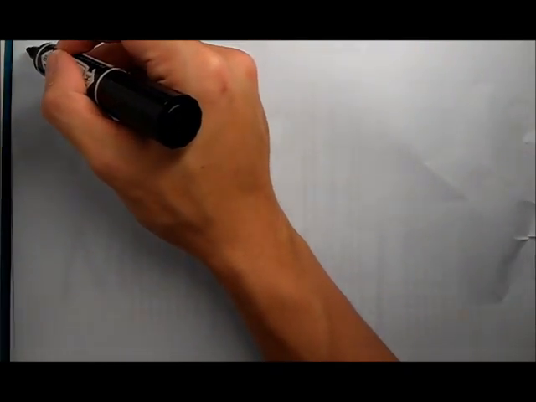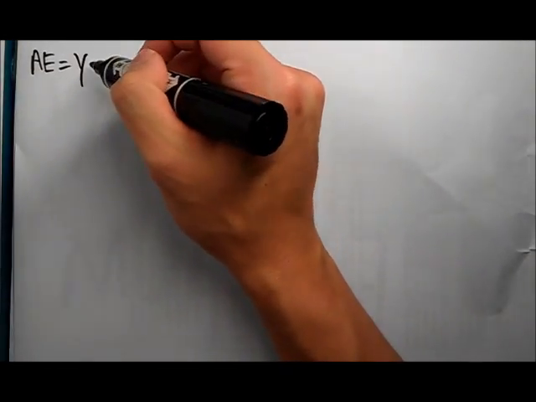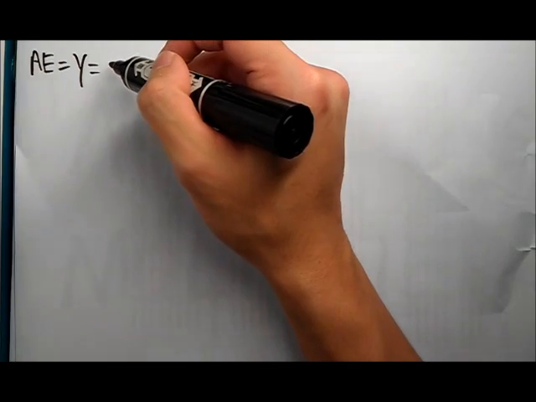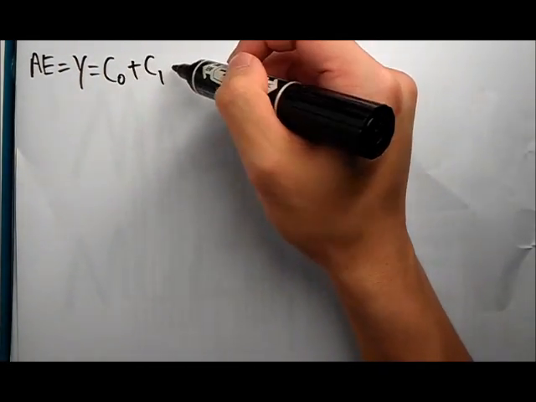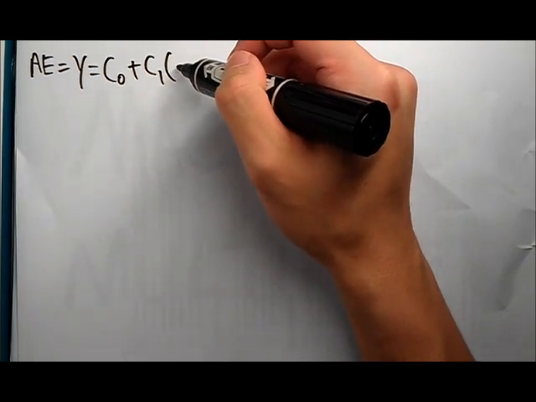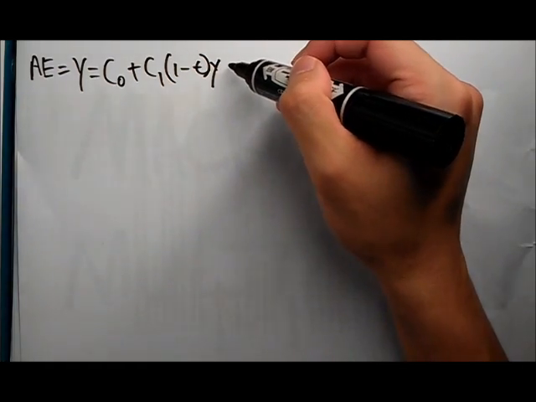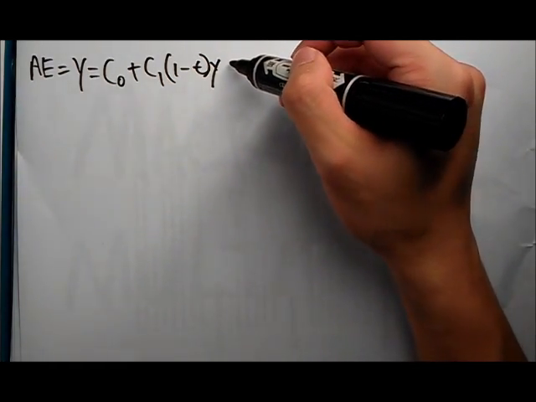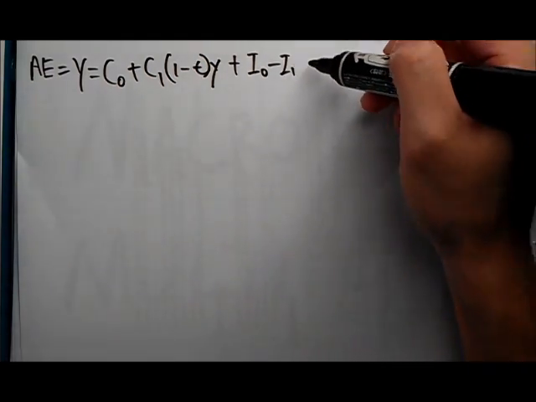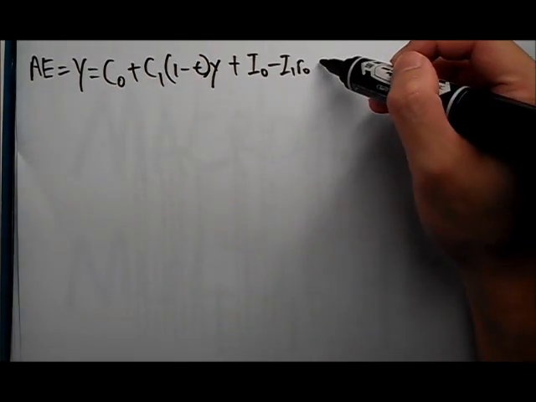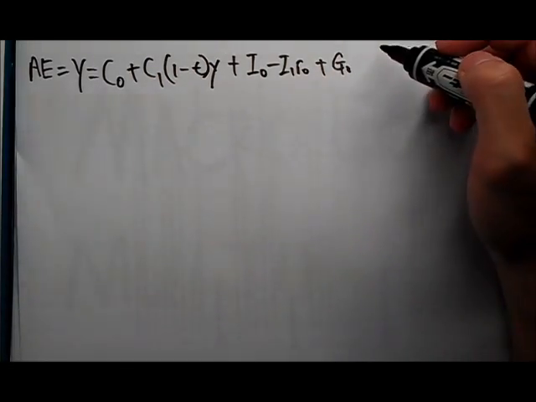So what we have is AE, and at equilibrium it equals Y. We'll add everything up: C0 plus, assuming that it's a proportionate tax and there's no income inequality, C1 times (1 minus T) times Y. So we've got our consumption part sorted out, plus now we got our investment, I0 minus I1 times the interest rate, plus G0, assuming that there's no balanced budget or whatsoever.